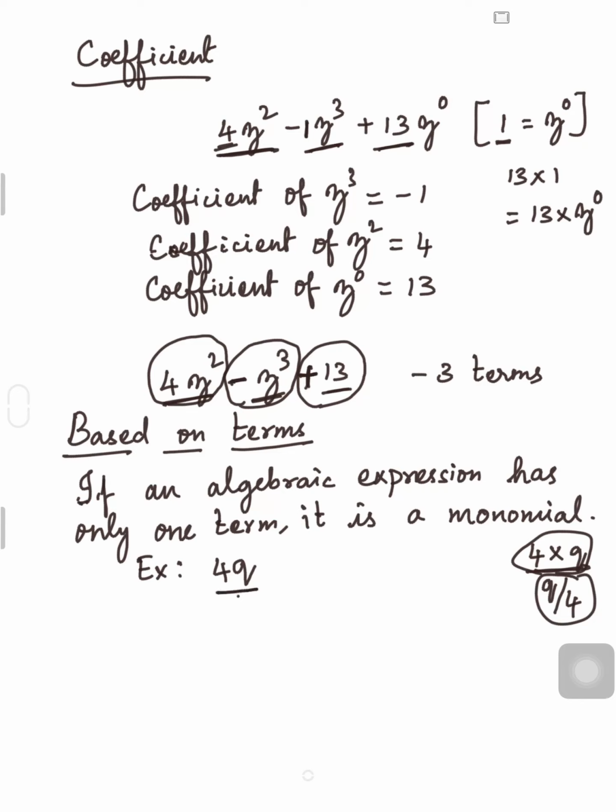Suppose the algebraic expression has two terms, then it is called a binomial. When the algebraic expression has two terms, it is called a binomial. For example, you can say 3x plus 12. Here 3x is one term, 12 is another term. So there are two terms, so it is called a binomial.